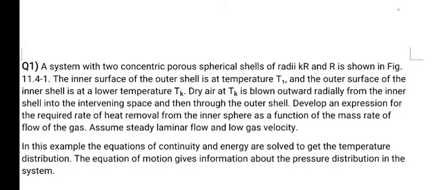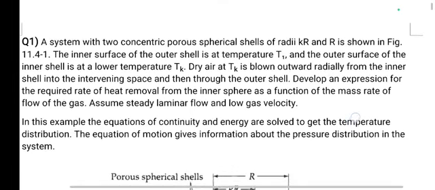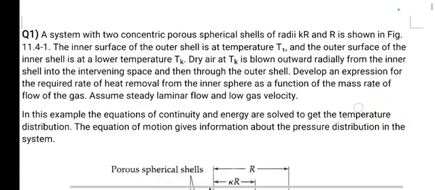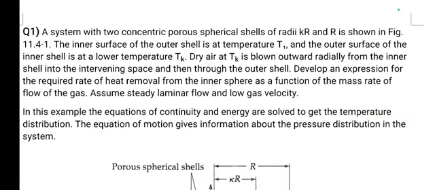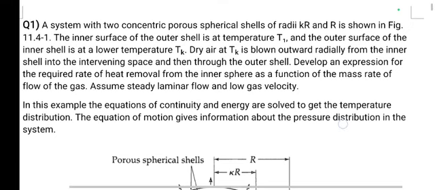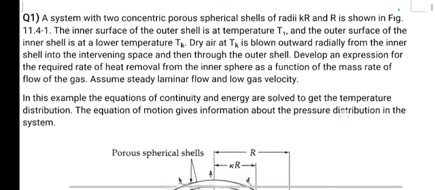In this video, I am going to explain TP questions. The first question is a system with two concentric porous spherical shells of radii kR and R, as shown in figure 11.41. The inner surface of the outer shell is at temperature T1 and the outer surface of the inner shell is at lower temperature Tk.